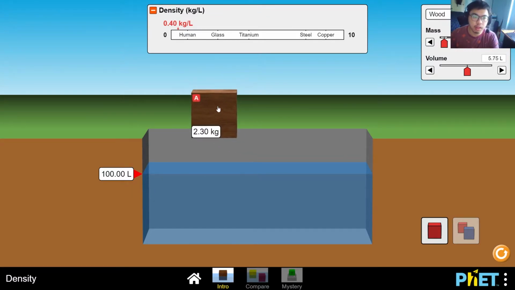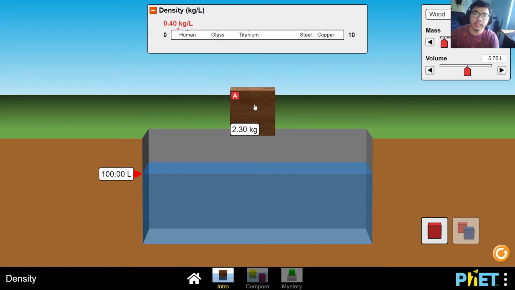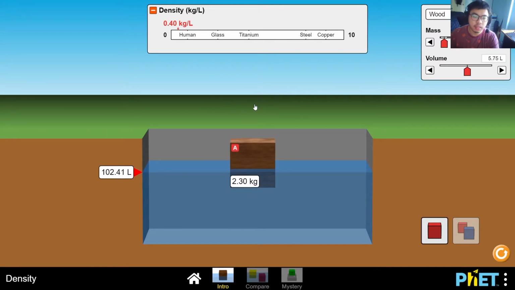So this wooden block has a mass of 2.3 kilograms, but that's not important. What is important is its density. Its density is 0.4. So will this block float or sink? We will see. The block floats. Why does the block float? It's because it has a lower density than water. Water has a density of 1. This wooden block has a density of 0.40.